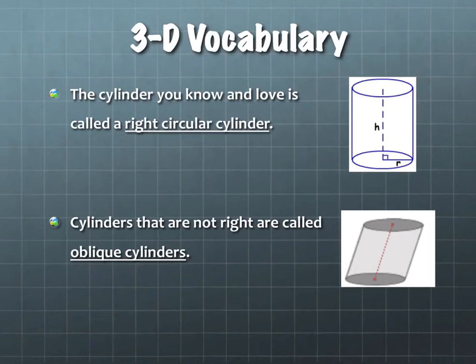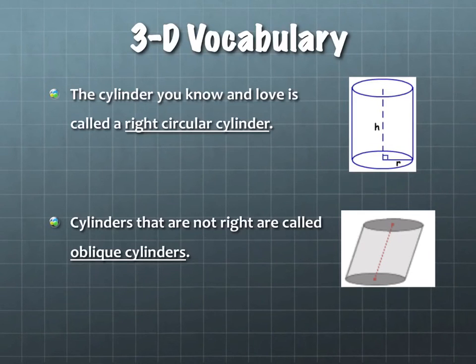A cylinder that you know and love, right? The toilet paper roll, paper towel roll, the can, is a right circular cylinder. It has a circle on the top and the bottom, and it's sort of straight up and down. It's not leaning. So it's called a right cylinder because it's straight up and down. It forms that right angle to the base of the can and the top of the can. And it's circular because the top and the bottom are circular.